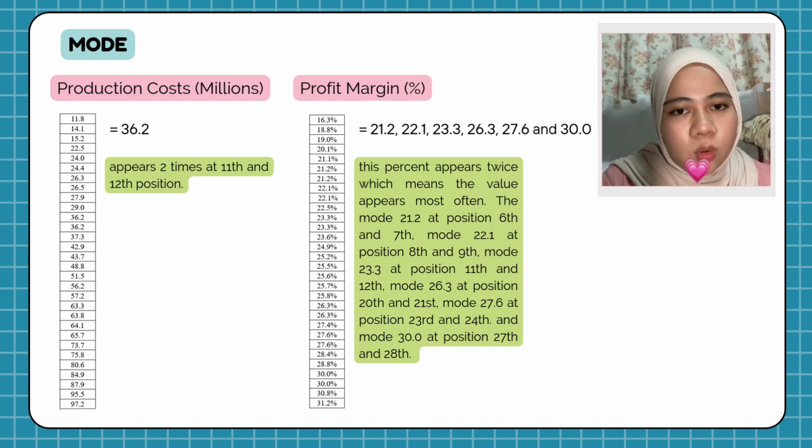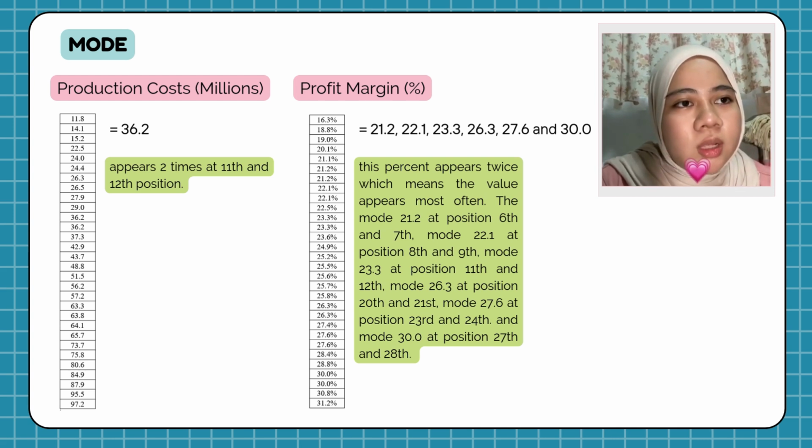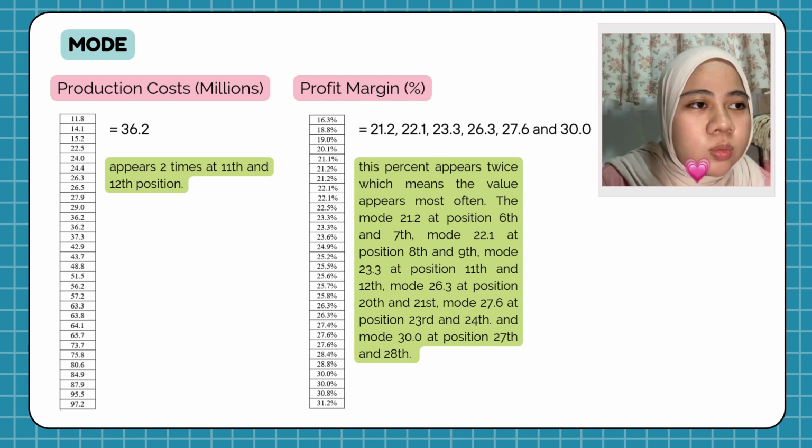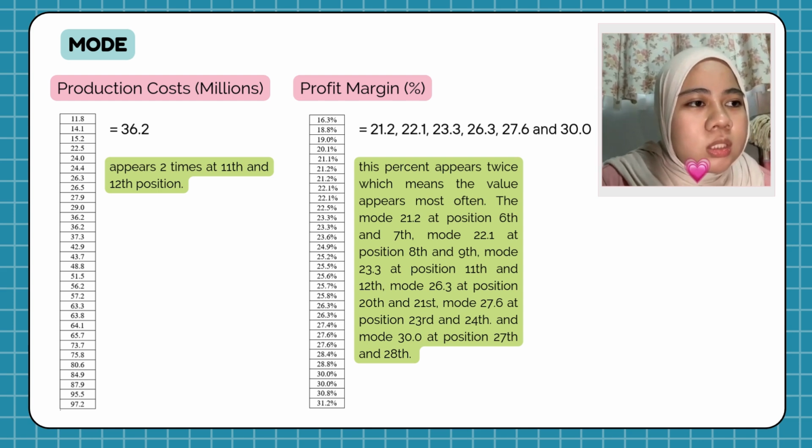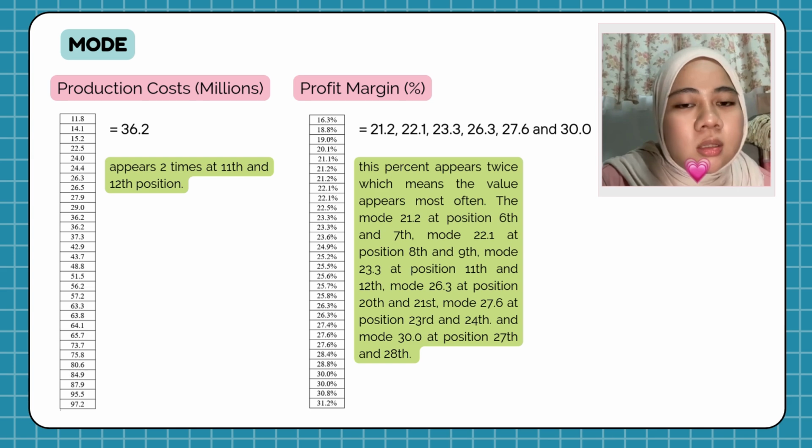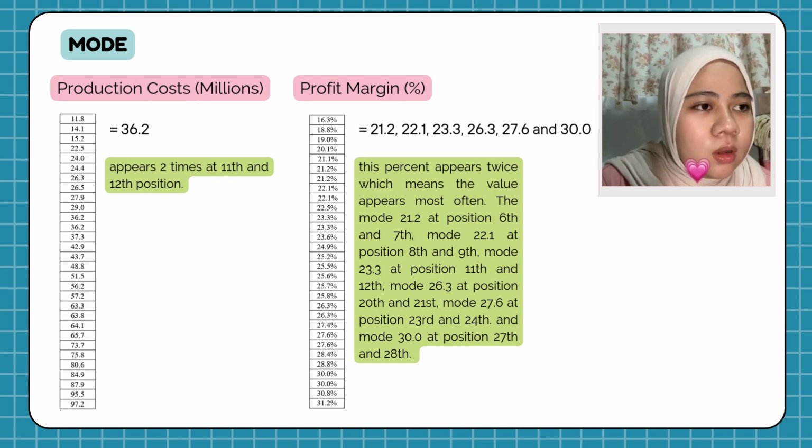So lastly, for mode, which is the value that appears the most in a dataset. For production cost, I get 36.2 since it appears twice at the 11th and 12th positions. While for profit margin, there are 6 modes, which are 21.2, 22.1, 23.3, 26.3, 27.6, and 30.0. So, each of these values appears twice, which means the value appears most often.